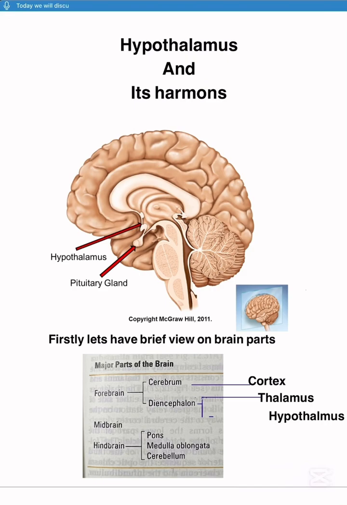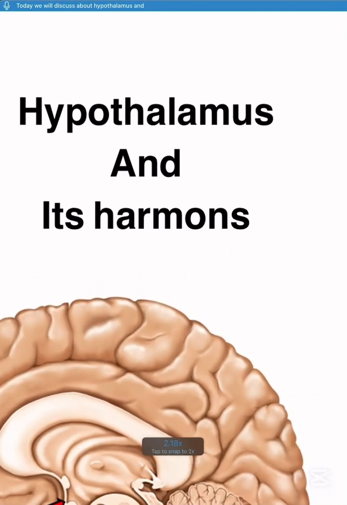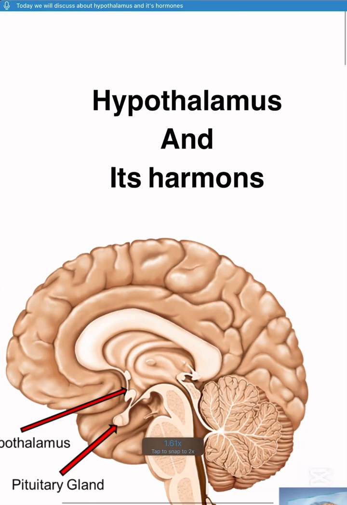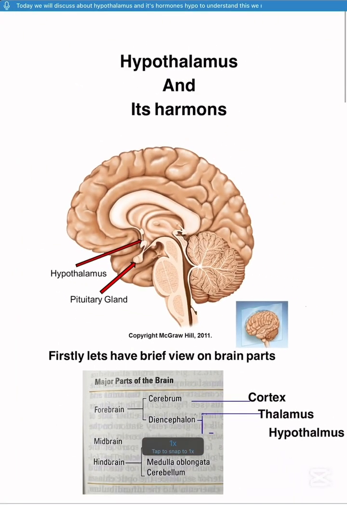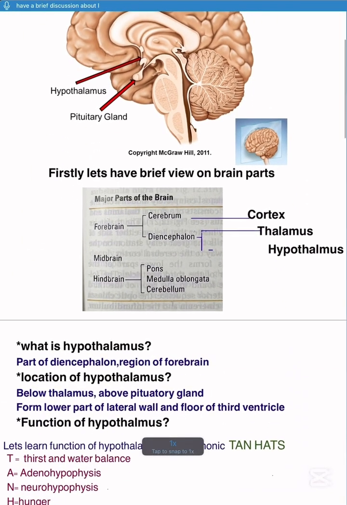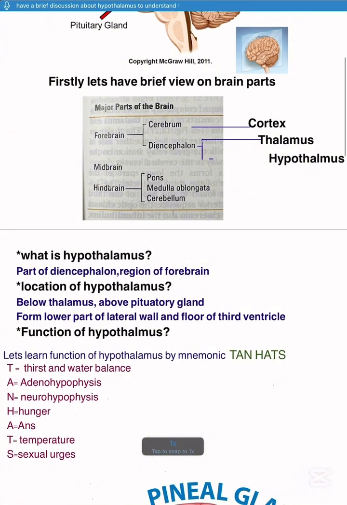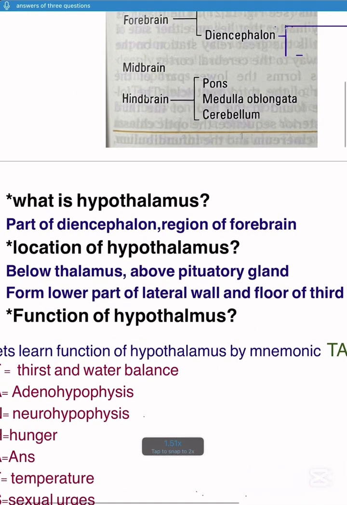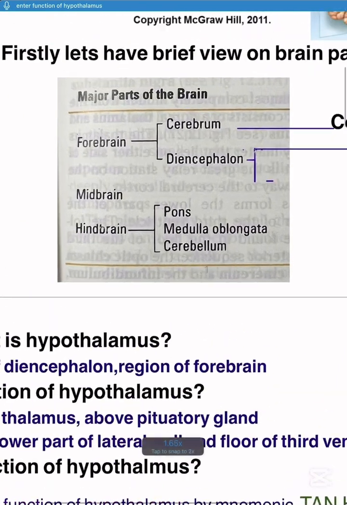Today we will discuss the hypothalamus and its hormones. To understand this, we must have a brief discussion about the hypothalamus. To understand the hypothalamus better, we must know the answers to three questions: what is the hypothalamus, what is the location of the hypothalamus, and what is the main function of the hypothalamus.